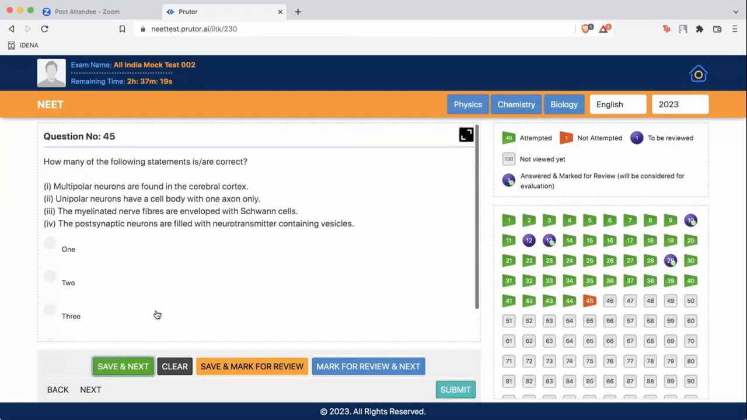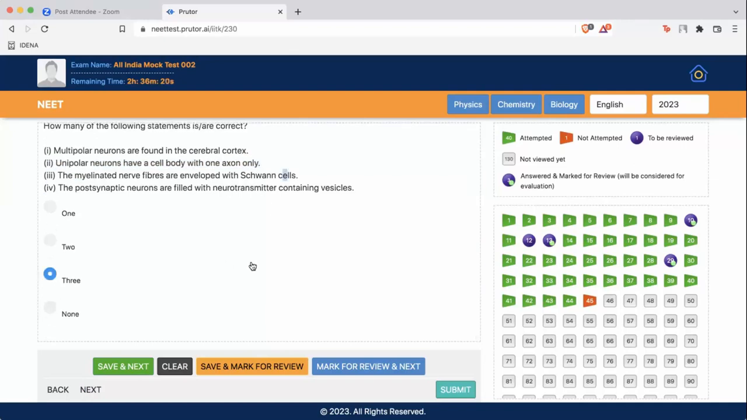How many of the following statements are correct? Yes, this is your zoology time. The myelinated nerve fibers are enveloped with Schwann cells, yes, correct. Unipolar neurons have a cell body with only one axon. Neurons are found in the cerebral cortex. One and three are correct. The postsynaptic neurons are filled with neurotransmitter containing vesicles. I think here it's the presynaptic neurons filled with vesicles, and the postsynaptic neurons receive that. I think four is wrong. Unipolar neurons have a cell body with one axon only. This makes sense, but technically there's nothing with only one axon, which is why I call them pseudounipolar. Three are correct: one, two, three.